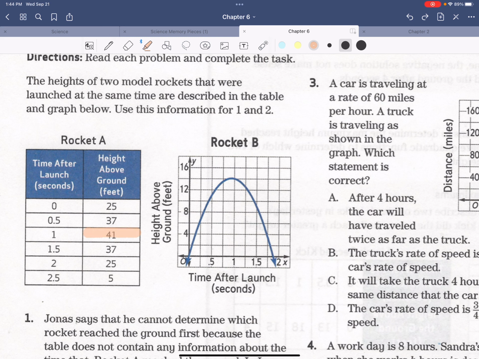Gravity began acting as soon as the rocket was launched, and at 1 second into the launch, it was at 41 feet. For rocket B, that maximum occurred right here, and let me draw a tangent on there and we'll see what that is. It's between 12 and 16, and these are scaled in 2s. So that's at 14 feet. And that happened at 0.75 seconds.